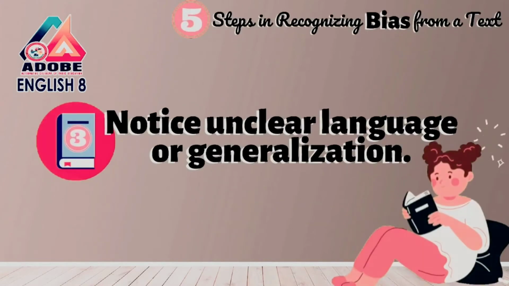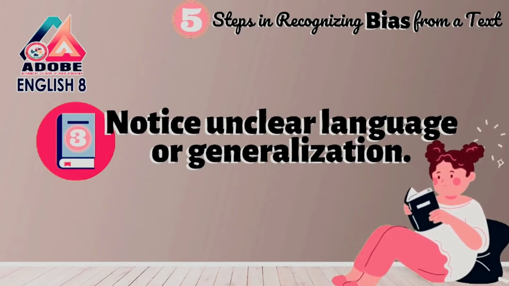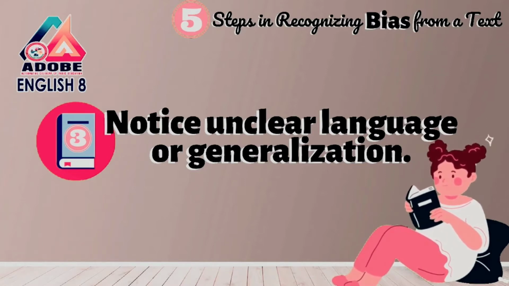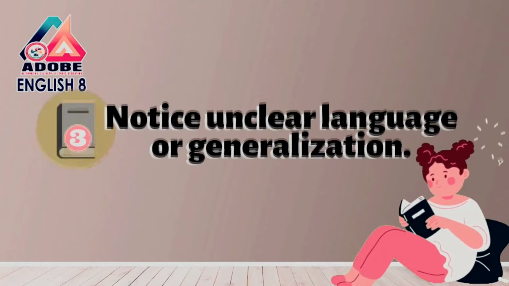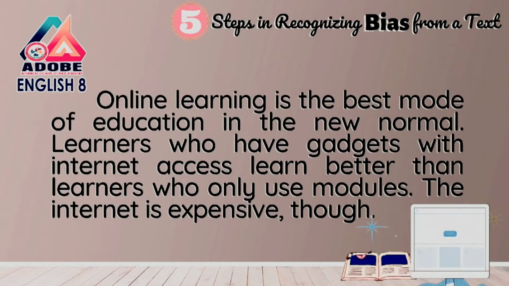Number 3. Notice unclear language or generalization. If the author isn't using specific language, this could be an indicator of bias. For example, online learning is the best mode of education in the new normal. Learners who have gadgets with internet access learn better than learners who only use modules. The internet is expensive, though.